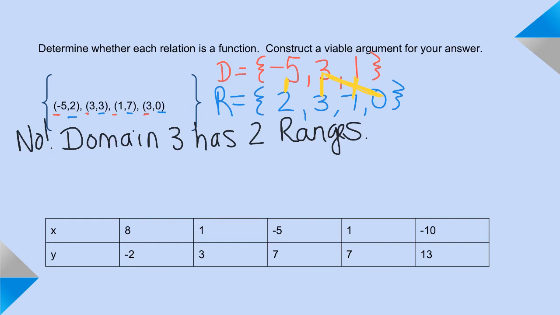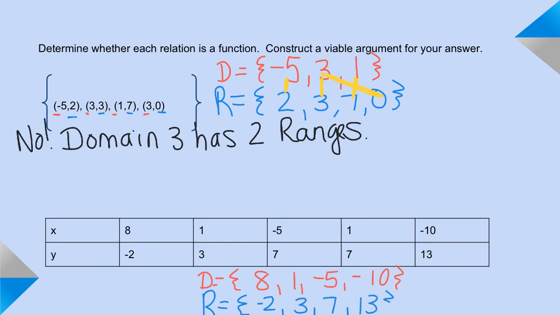All right, let's do the same thing down here with our table. So I want you to identify your domains. So I have an 8, a 1, a negative 5. I'm not going to write that 1 again because that's going to mess me up. And a negative 10. And my ranges are negative 2, 3, 7. I'm only going to write it once, otherwise I get messed up. And 13. Then I'm going to map them. 8 goes on to negative 2. 1 goes on to 3. Negative 5 goes on to 7. 1 goes on to 7. And negative 10 goes on to 13. So what do you think? Is this relation a function, or is it not a function?